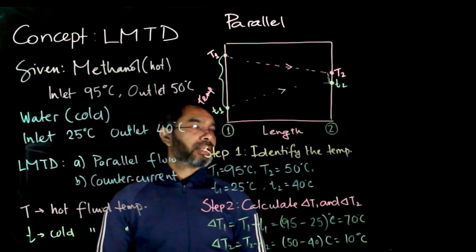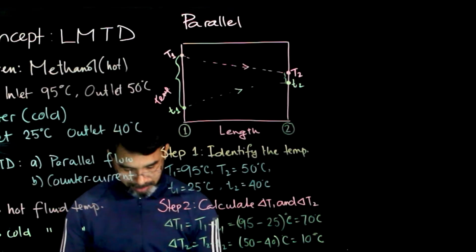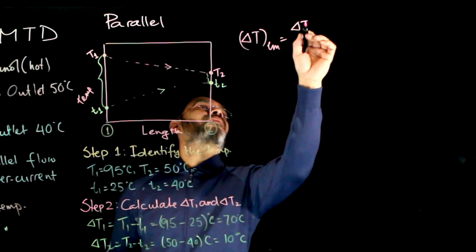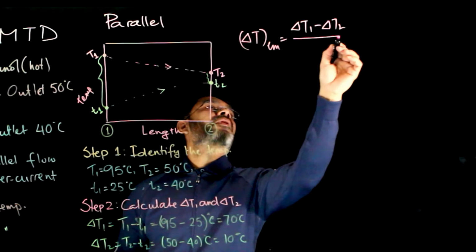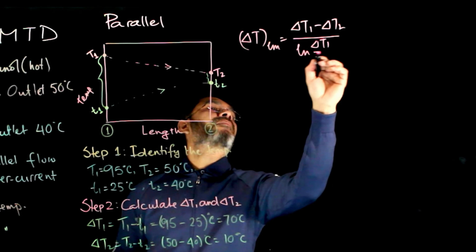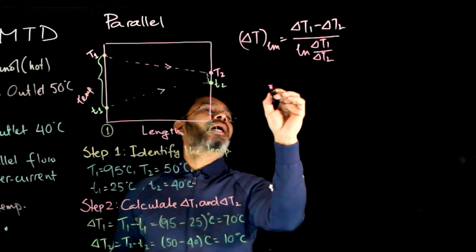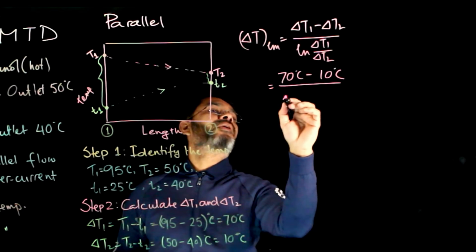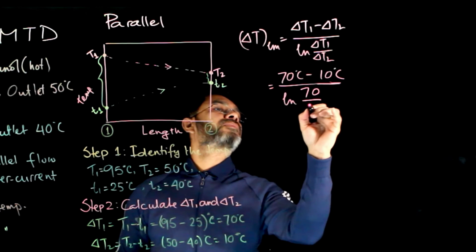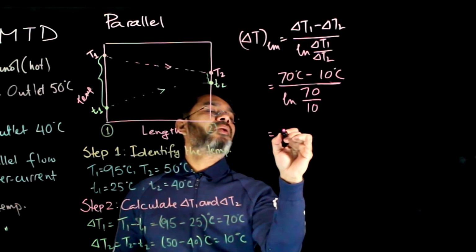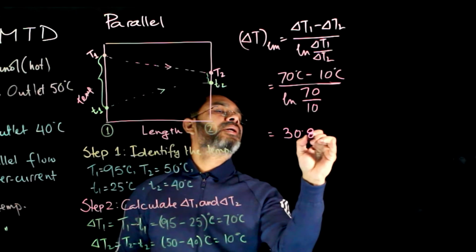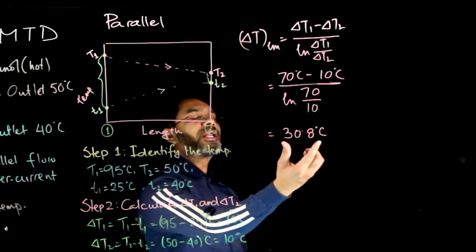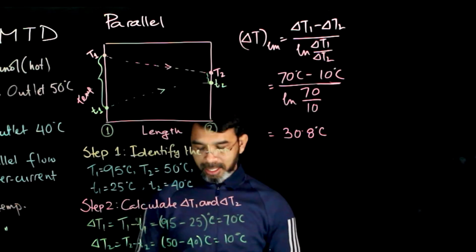When you have delta T1 and delta T2, the rest is just plugging into the expression for the log mean temperature, which is given as delta T log mean equals delta T1 minus delta T2 over ln of delta T1 over delta T2. So we'll have 70 degrees centigrade minus 10 degrees centigrade over ln 70 over 10, and that will give some value, 30.8 degrees centigrade. So for the parallel flow, delta T log mean is 30.8 degrees centigrade.